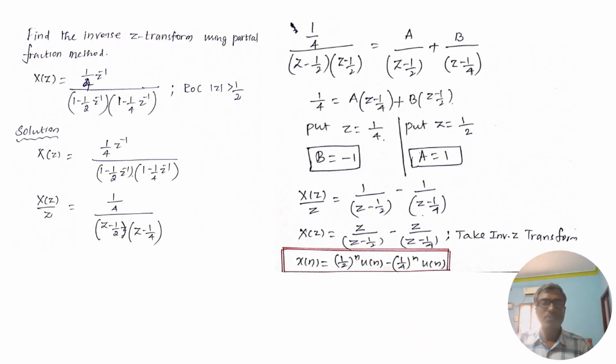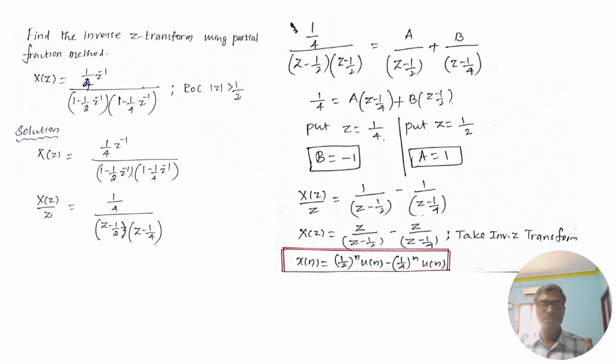The third example problem is to find the inverse Z transform using the partial fraction method, where the given X(z) is equal to 1/4 z power minus 1 divided by 1 minus 1/2 z power minus 1 into 1 minus 1/4 z power minus 1. The solution is, first we need to compute the A and B values using the partial fraction method. After computing the A and B values, we substitute them and take the inverse Z transform. The A value is obtained as 1 and the B value is obtained as minus 1. Then finally, X(z)/z is equal to 1 by z minus 1/2 minus 1 by z minus 1/4.